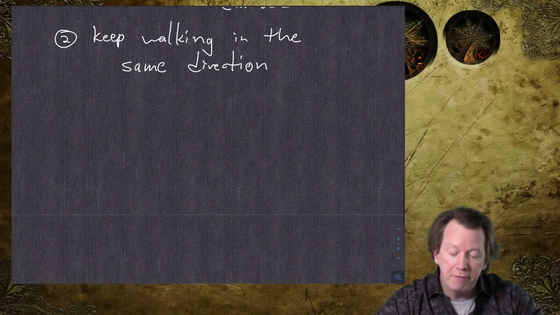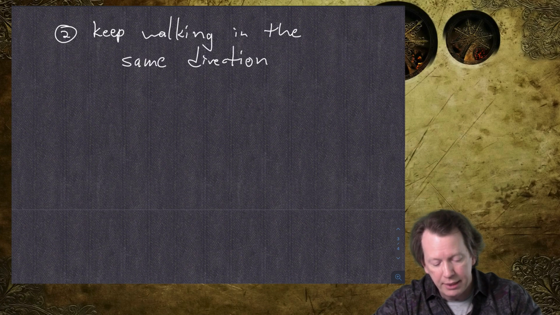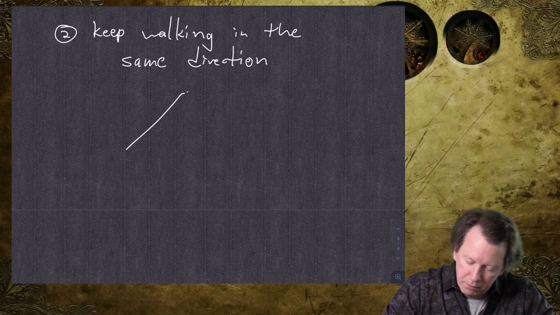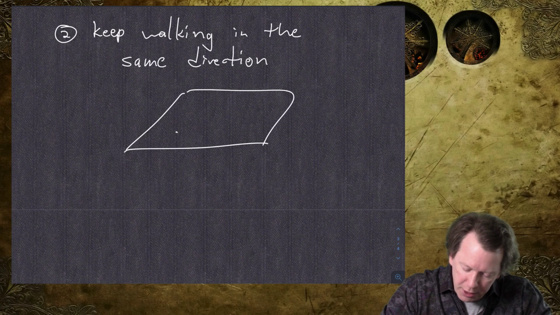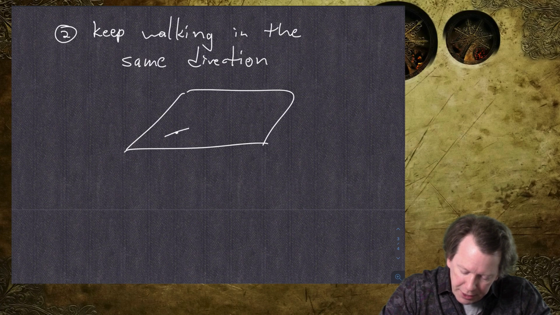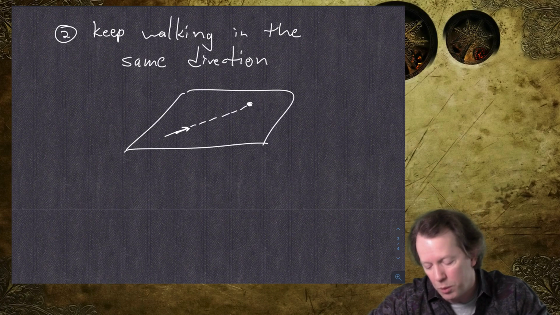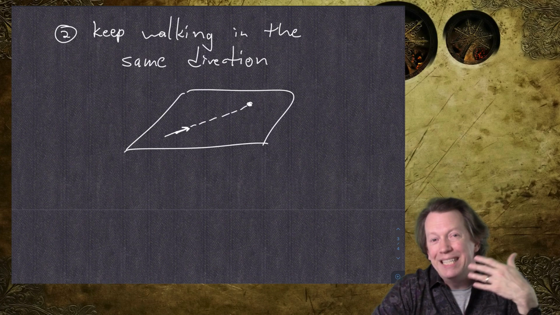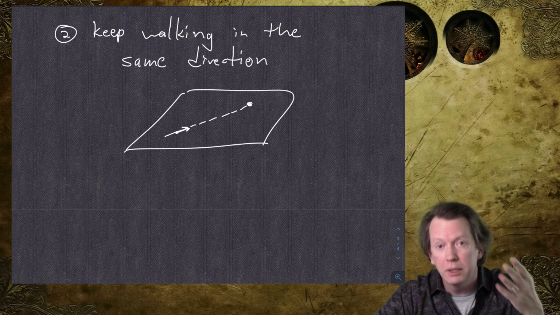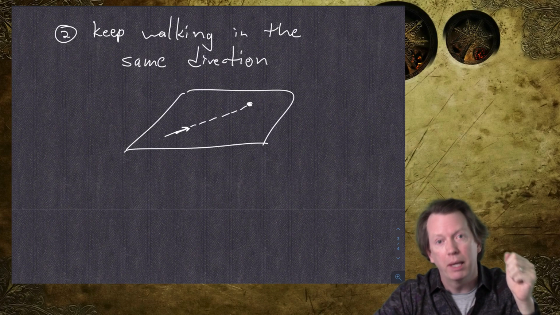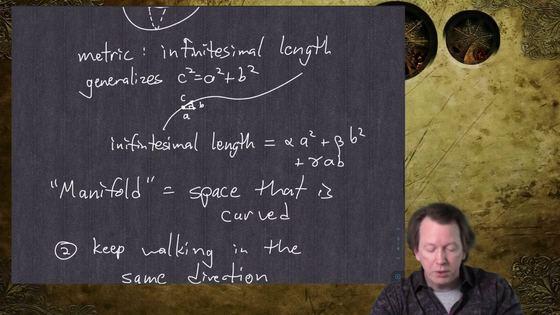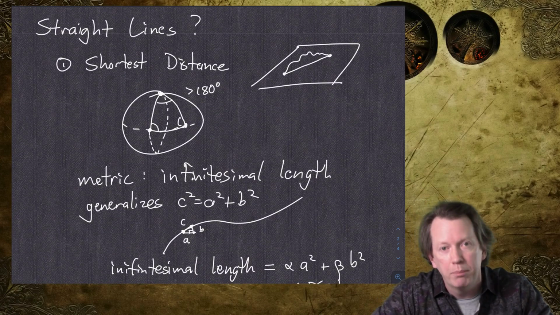So in flat space, you have a point here, you are initially walking in that direction, and you just keep walking in that direction until you reach some other point, you're going to end up moving in a straight line. Okay, that's what you're going to do. So that's an equally good alternative definition of what you mean by a straight line. Just keep walking in the same direction. That also works in these more complicated examples.